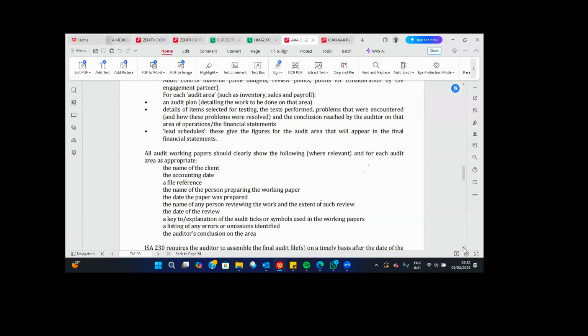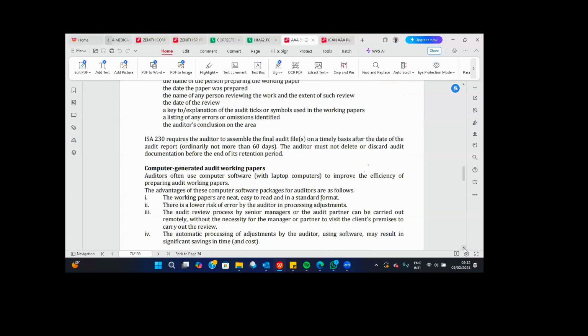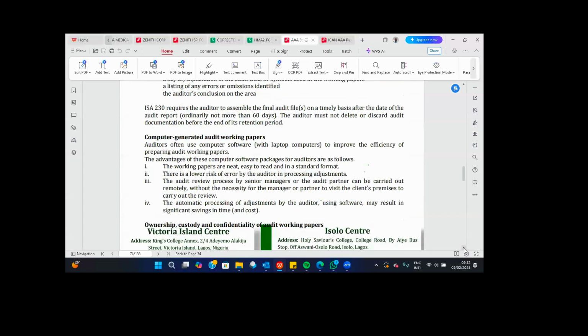There are some, for instance, if the financial statement presented, let's say the information in the receivables tallies with what the auditor can also receive, he is going to use an acronym or a symbol to denote that it is correct. So that symbol that he uses, what does that symbol signify? The explanation of that symbol, the meaning of that symbol, needs to be what? Explained. You understand? Then the auditor's conclusion on the area. Okay? The auditor's conclusion on the what? On the area.